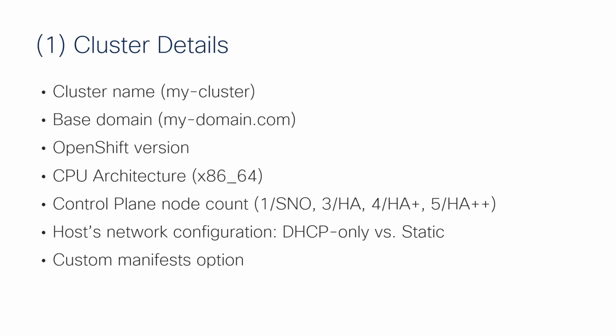Here you will define the cluster name and domain, OpenShift version, and CPU architecture. You will say whether you want to have a single node deployment or maybe 3 control plane nodes for high availability, or even more for HA+ and HA++ type of deployment. You also make a selection between the DHCP only type of deployment, or maybe you want to have more control over the network settings of every server. That's where you would select a static network configuration.